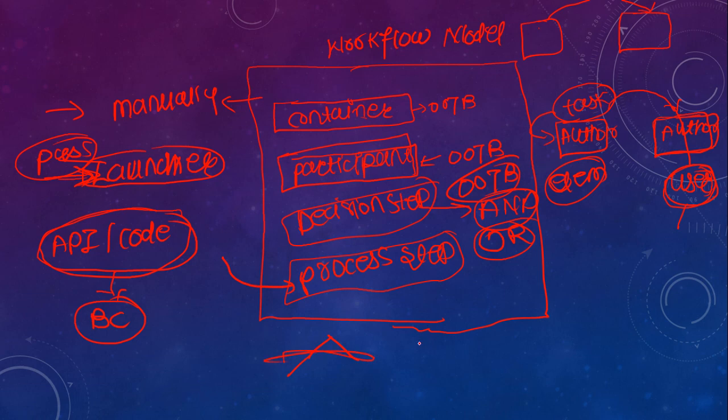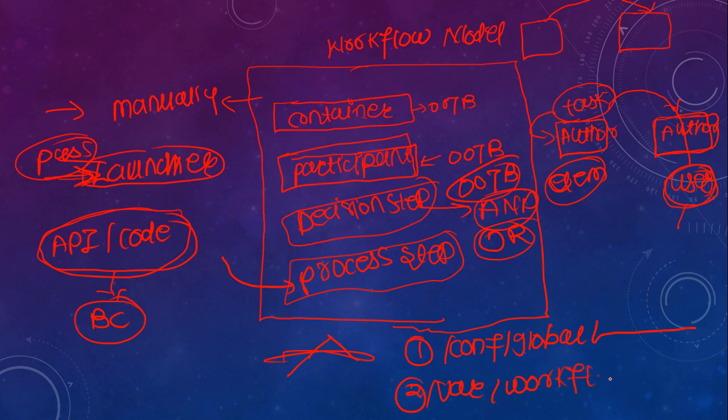First one, it will store in your conf folder, and after that it will store in your global, and later you will see settings, something like that, and inside that it will store. In the second, it will store in your var variable. Var has a workflow, and workflow has a model. Inside this model it will store. So there are two places we have.